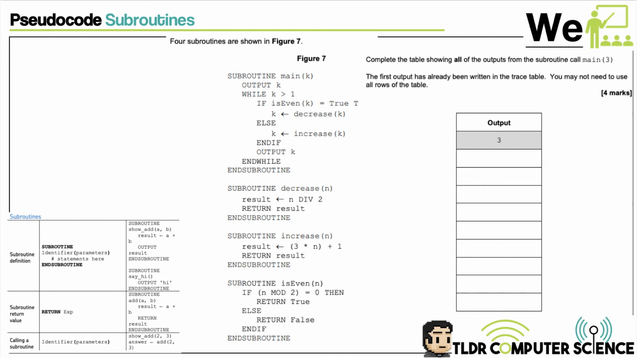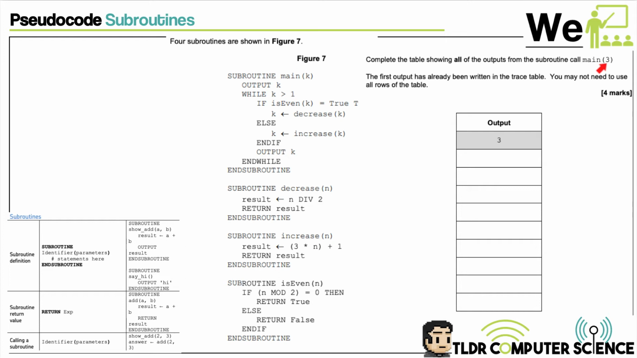This is simply asking you to use all this to figure out how it's going to work. You've got 4 subroutines. You've got main, which receives 1 parameter value. You've got decrease, that receives 1 parameter value, increase, that receives 1 parameter value, and is even. And these are all working together. So really, it's the skill of seeing whether you can see how they all work together here. We're going to use a trace table to see it in action. So complete the table showing all of the outputs from the subroutine call main 3.